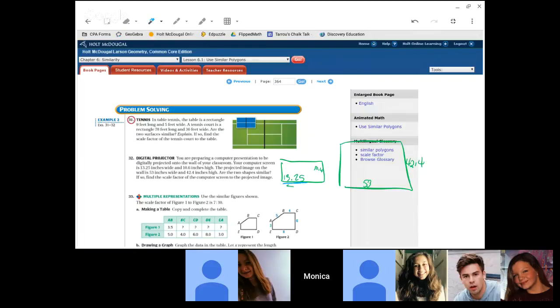So what you're going to have to do is set up your ratios of the corresponding sides. So you're going to set up a ratio of this side to this side, and then this side to this side, and see if those ratios that you get are the same. And if they're the same, that says that those shapes are similar. Does that make sense, Devin? Okay, good.